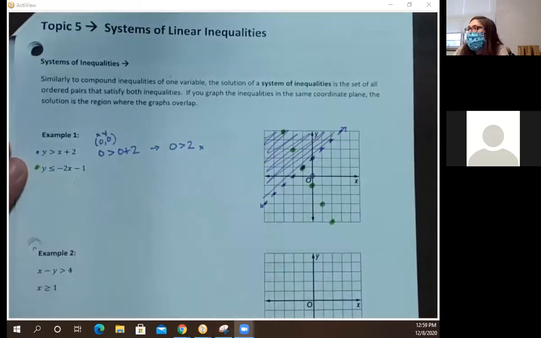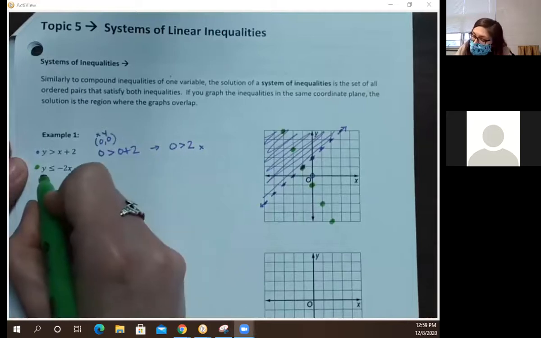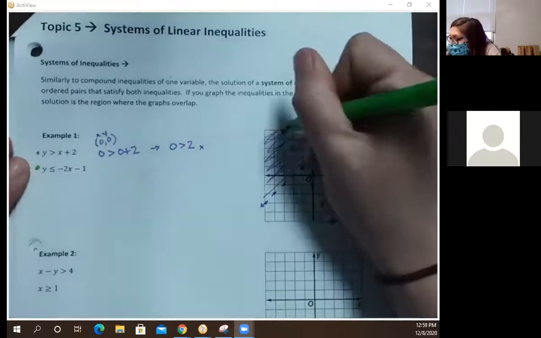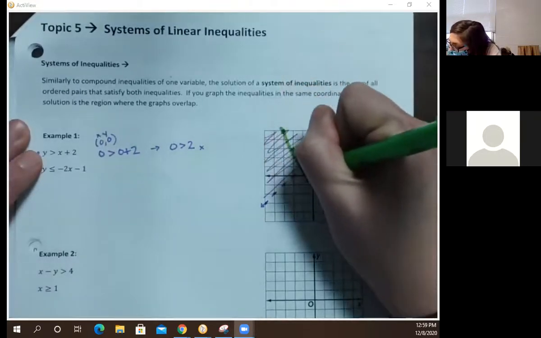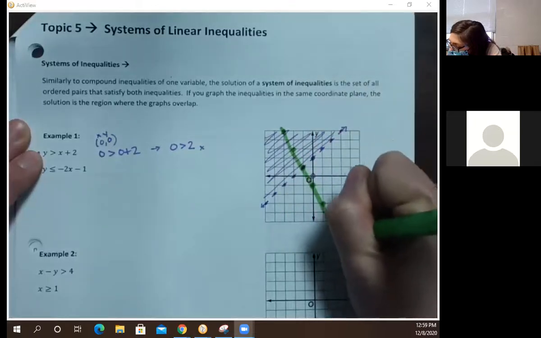Solid or dashed line for this one? Solid. If you see a line, draw a line, right? That "or equal to" means points on this line are included. So we want a solid line here.